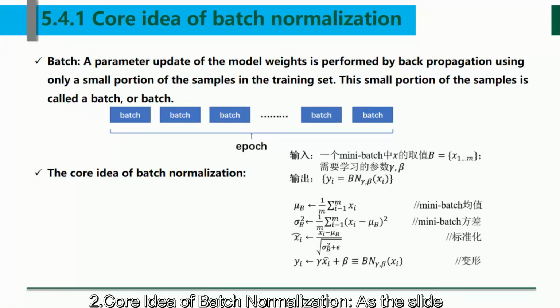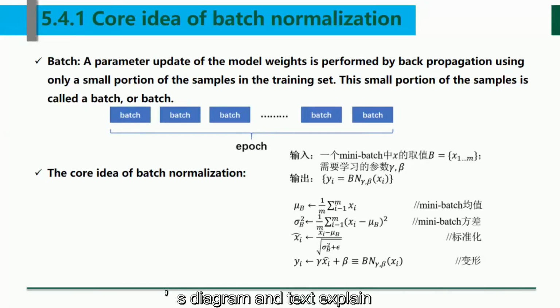Second, the core idea of batch normalization, as the slide diagram and text explain. During neural network training, we don't feed the entire input dataset at once. Instead, we randomly split the input into several equal-sized blocks, each is a batch. A complete epoch training round means training through all these batches once. Batch normalization adjusts the data distribution of each batch to make training more stable and faster. We'll see how it works in the case later.